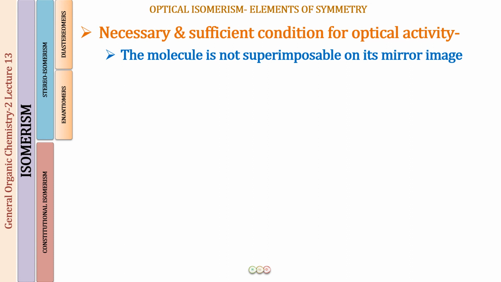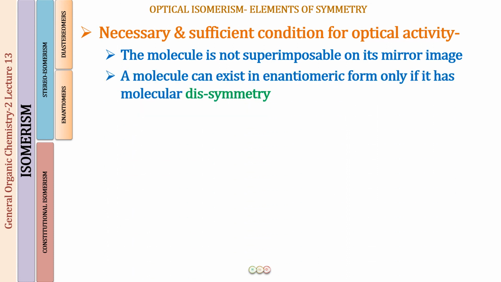So the necessary and sufficient condition for optical activity is that the molecule should not be superimposable on its mirror image. Okay, and for this, what we have learned is that a molecule can exist in the enantiomeric form. It can show optical activity only if the molecule has dissymmetry. Okay, so I hope now you understand the difference between dissymmetry and asymmetry.